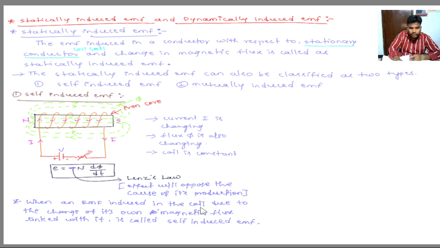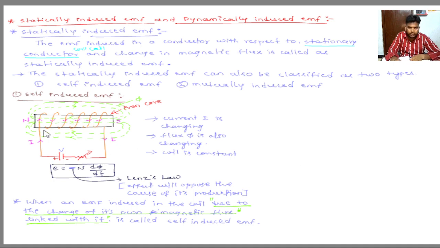When an EMF is induced in a coil due to change in its own magnetic flux. Remember, this is very, very important. When an EMF is induced in the coil due to the change in its own magnetic flux linked with it, that is called self-induced EMF.